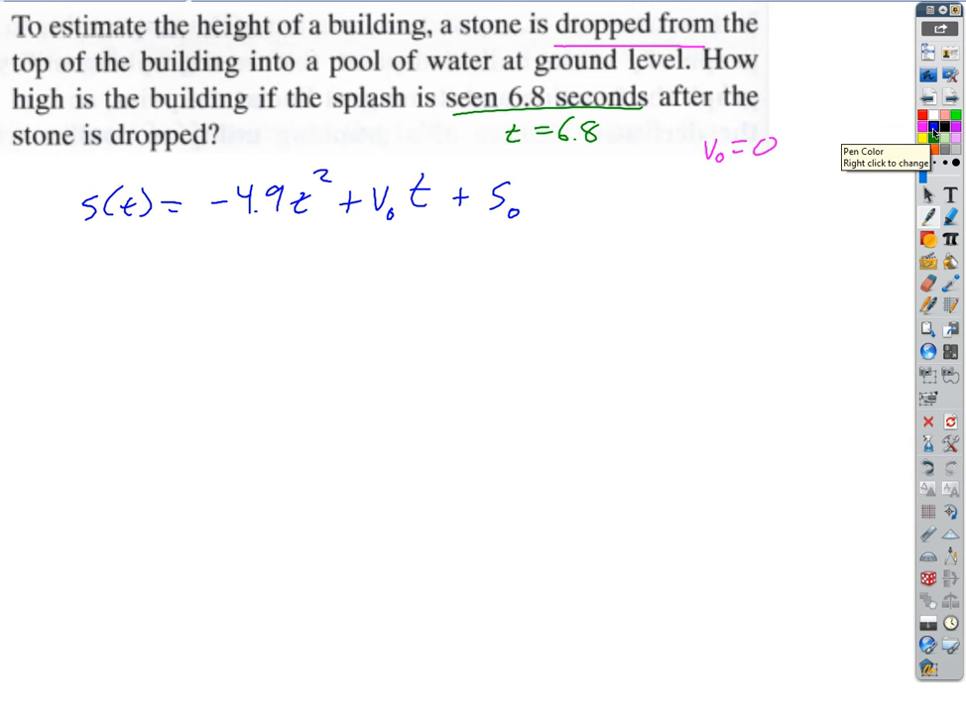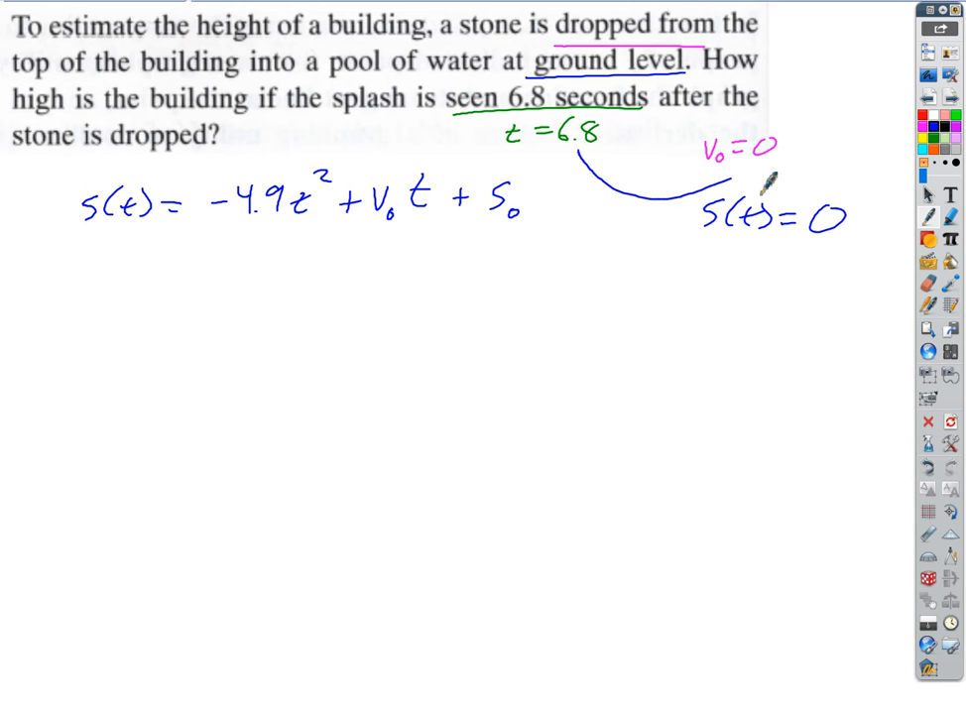There's something else implied by some wording here that's really important. Acceleration is due to gravity. Okay, that's already kind of given to us right there. Initial position is the height of the building. Zero. Okay, ground level. It falls into a pool of water at ground level. What's ground level? 0, right? So that's telling us that S of t equals 0, right? Does that make sense? And we know what t is.